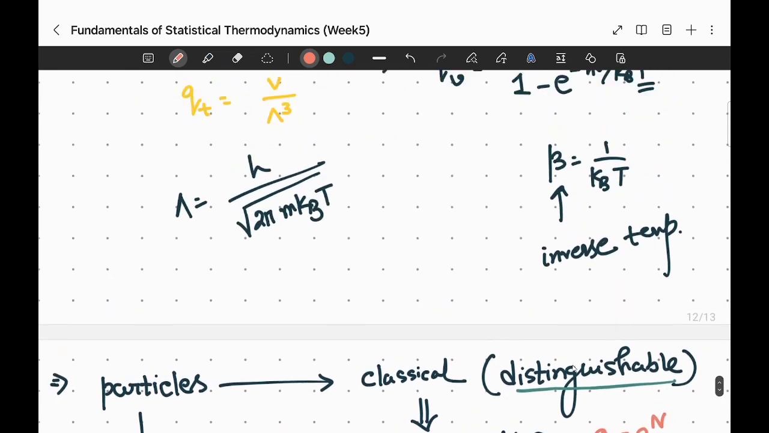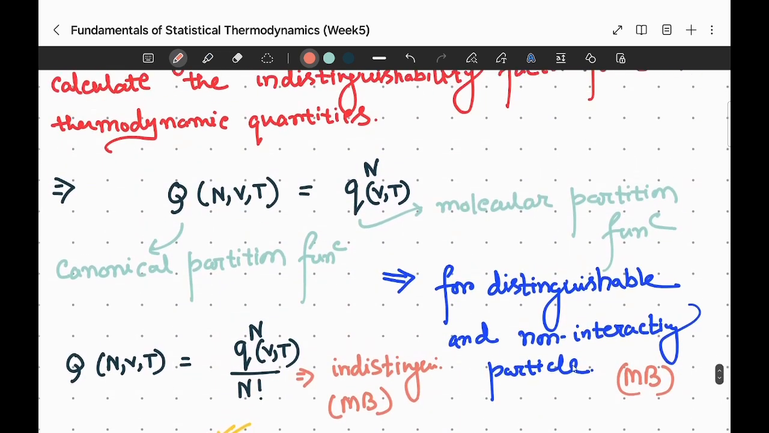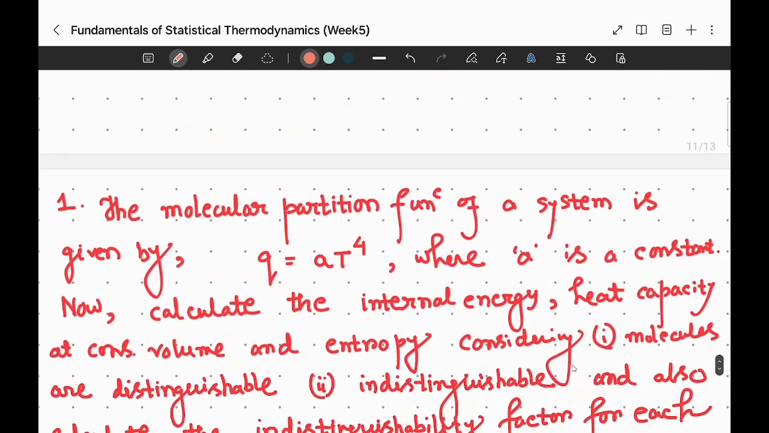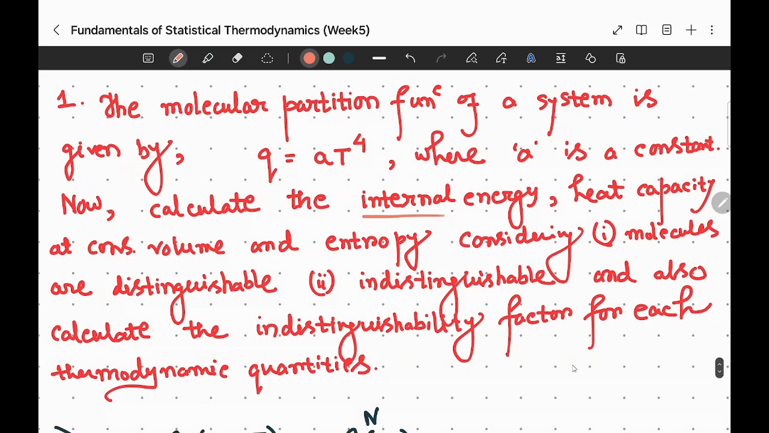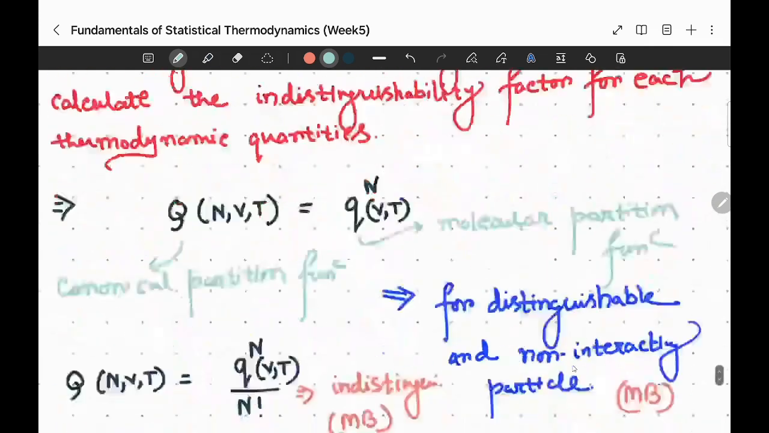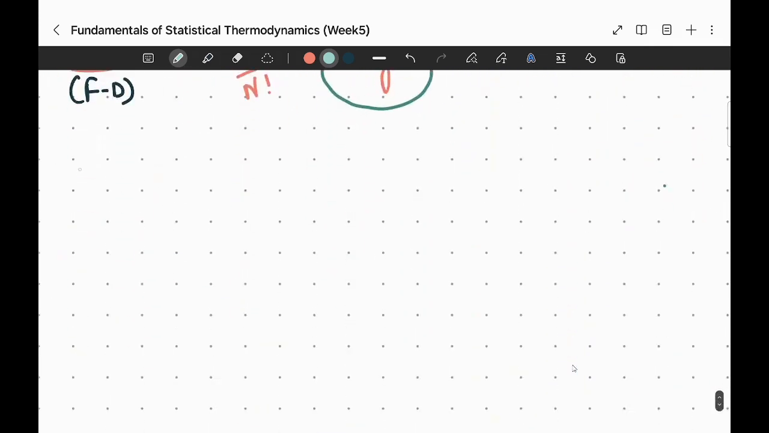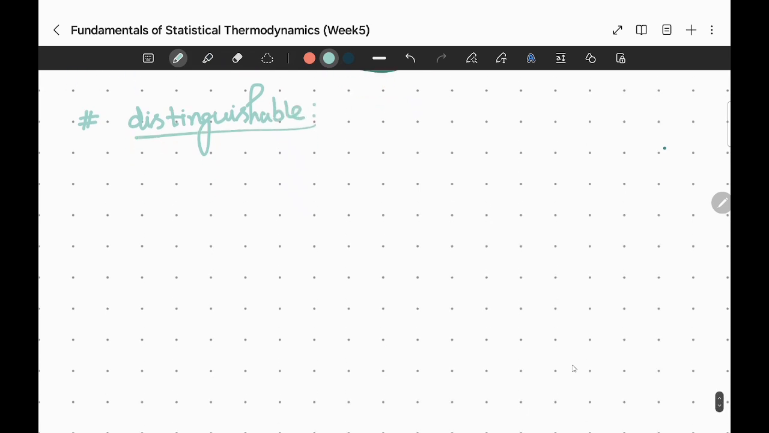Okay, so what was our question now? Yes, small q is given. Now we have to calculate the internal energy, the heat capacity, and the entropy, considering both distinguishable and indistinguishable molecules. So first, let us consider distinguishable molecules.